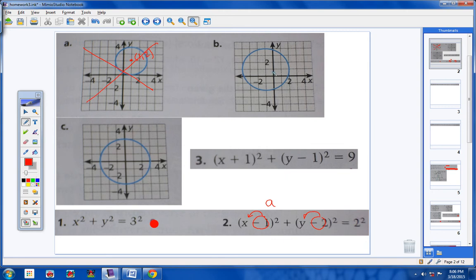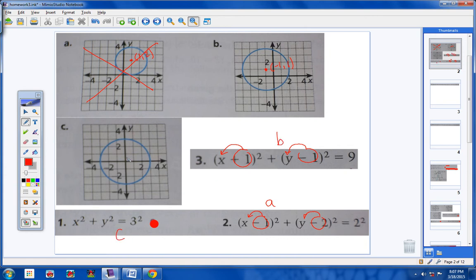Alright, now let's take a look at this. Notice here the center of the circle is right about here, it looks like to me. That's negative 1, positive 1. So negative 1, positive 1 is the center. So that means we're looking for a positive 1 and a negative 1. Well, here it is. Positive 1 with the x, negative 1 with the y. So we're looking pretty good. This will be B. So this one here has to be C.